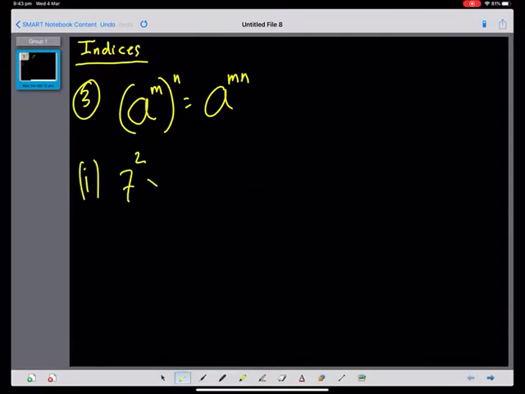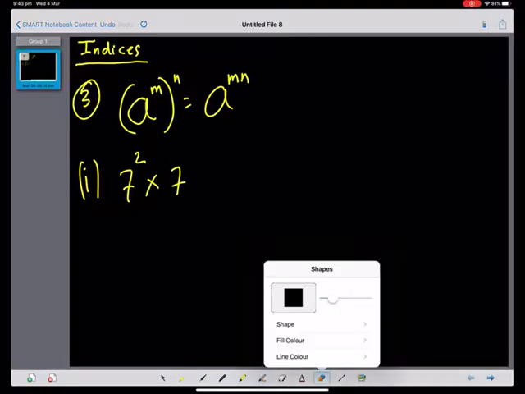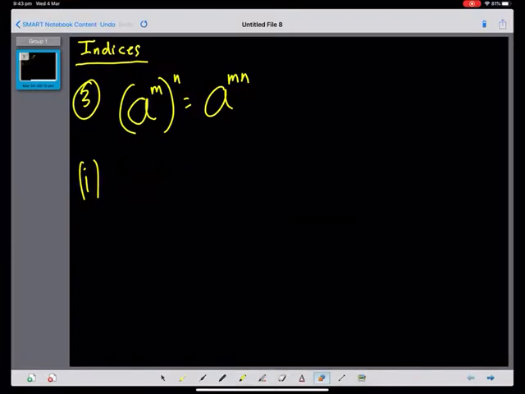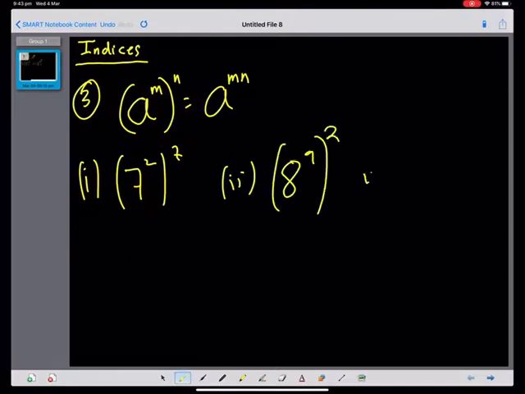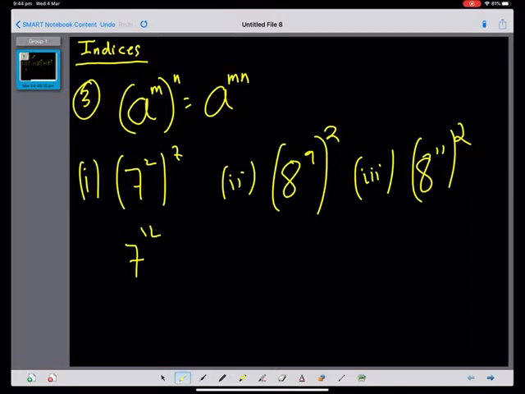Let's do 7 squared to the 7. Let's do 8 to the 9 squared. And let's do 8 to the 11 to the 2. Okay, so we apply our index laws. So we got 7, multiply them, 14. 8, 2 9s are 18. Then we got 8, multiply them, 22.